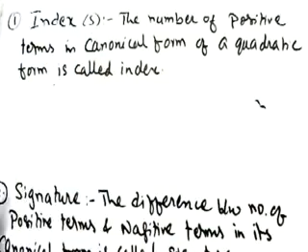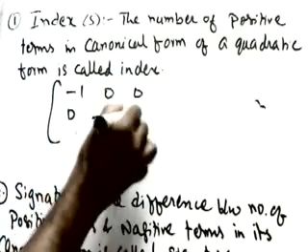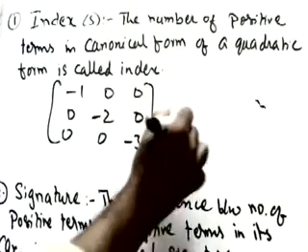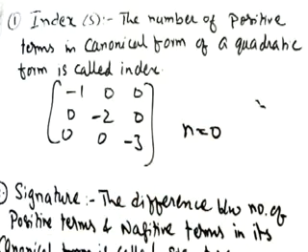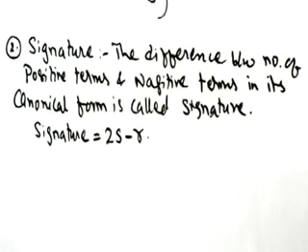One more example. Suppose you are having minus 1, 0, 0, 0, minus 2, 0, 0, 0, minus 3. All are negative, so the index will be 0. So index means the number of positive terms.